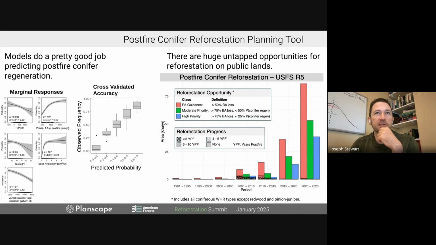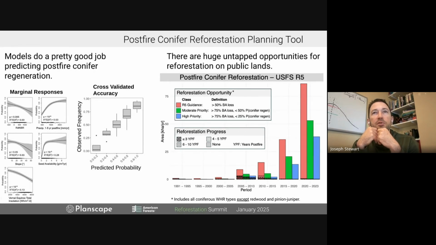But the tool also includes features for a customizable prioritization interface with prioritization categories similar to the colors that you can see on the right-hand side of this slide. But if we look at the left-hand side of the slide, we can see that relatively simple models do a pretty darn good job with out-of-sample predictions of where conifers are going to regenerate on their own or not. This is leave one fire out cross-validation. The main intended use of these predictions is to refine areas for deploying limited reforestation resources.